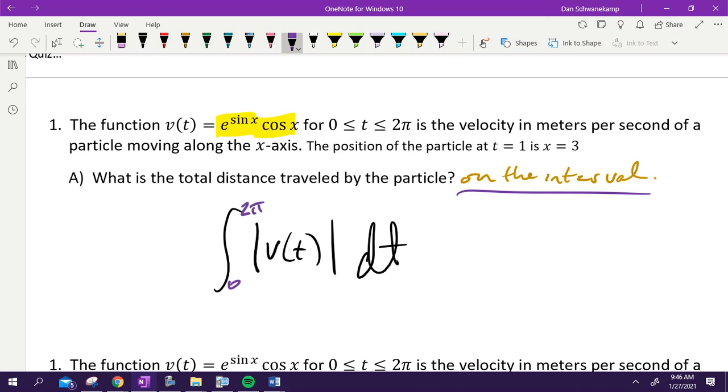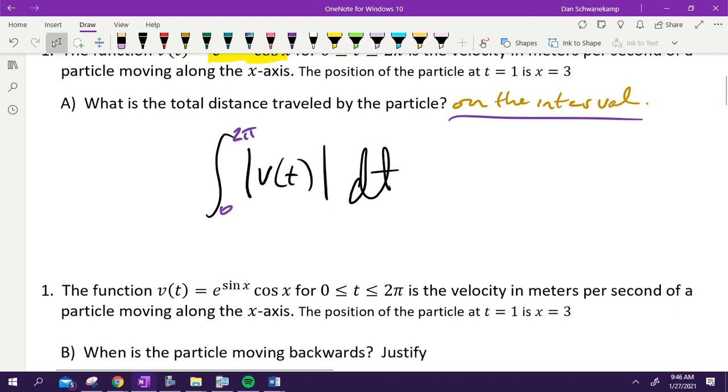If it's total distance traveled, do I care about where I started? No, I don't care about the start. That's it. You would write that down on your paper. That would score you a point. You would type it into your calculator and hit enter. That would score you a second point. Questions on the first one?